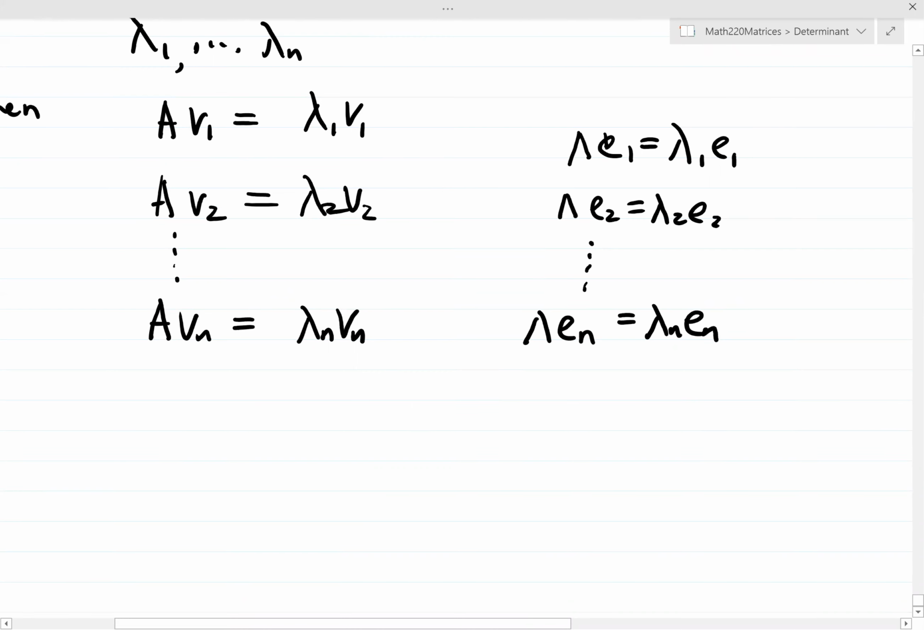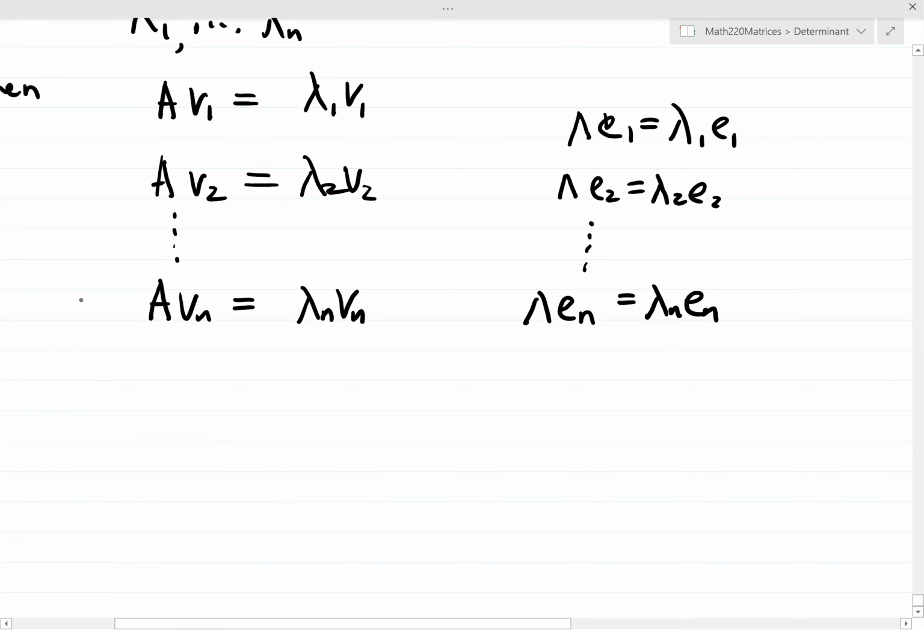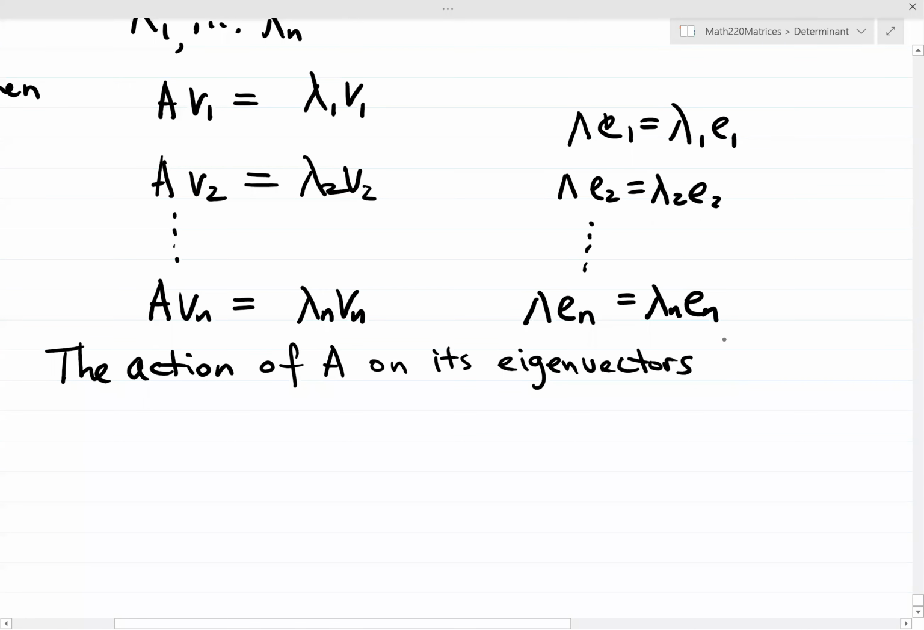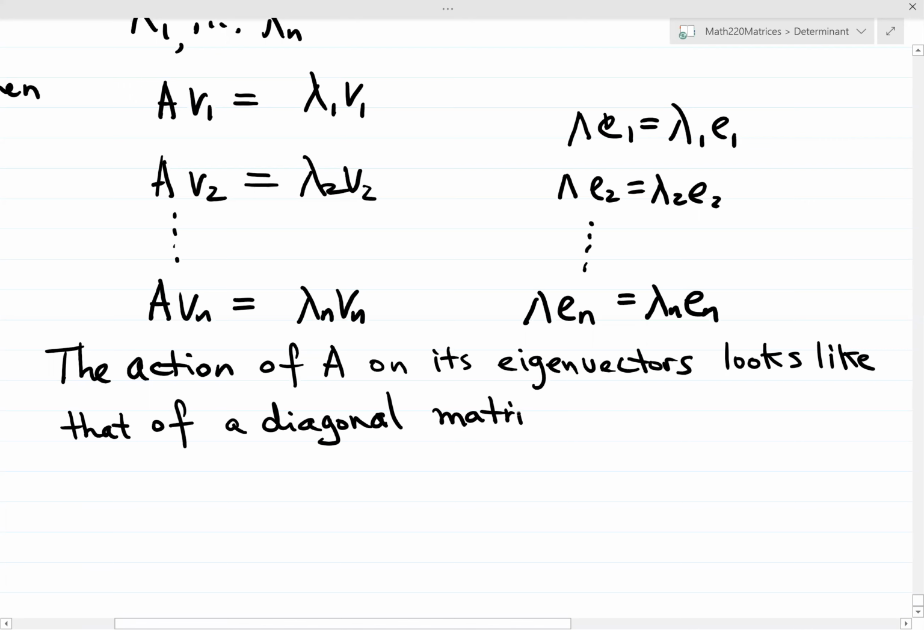So the conclusion is that the action of A on its eigenvectors looks like that of a diagonal matrix on the basis vectors E1, E2, ..., En.